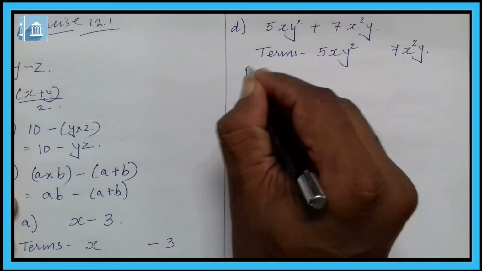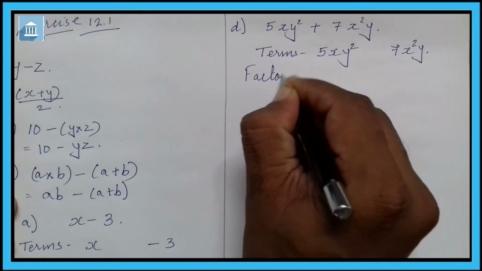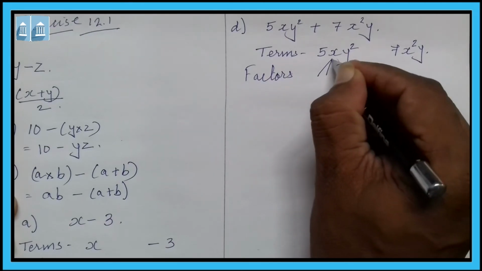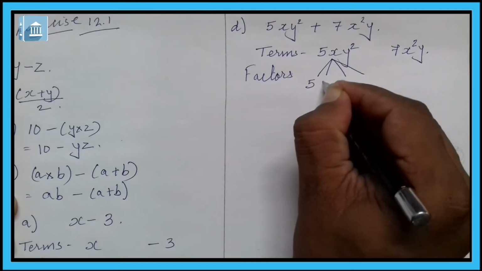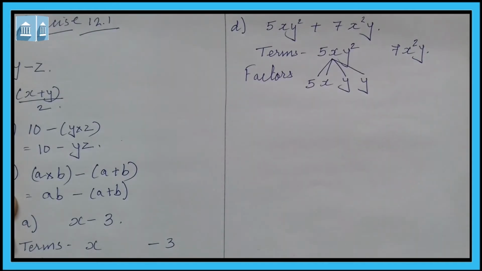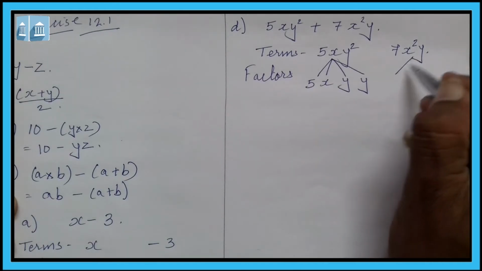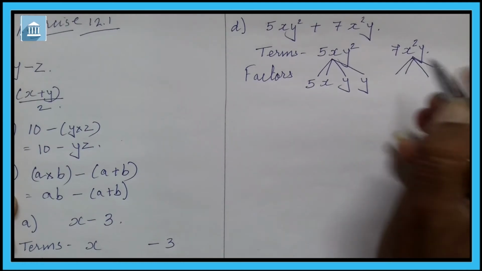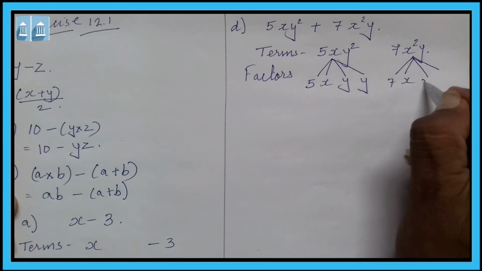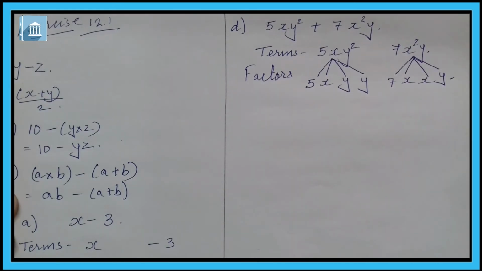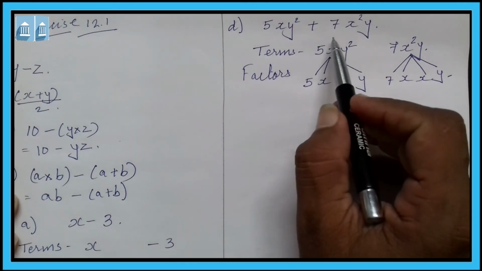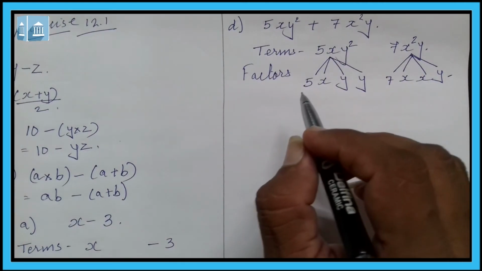Now we have to find out its factors. So the factors are here. 5 is a factor, x, and then for y square we can write y and y. So these are the factors. For 7x square y, 7 is one of the factors, x square means x into x, and y. So these are the factor trees for 5xy square and 7x square y.